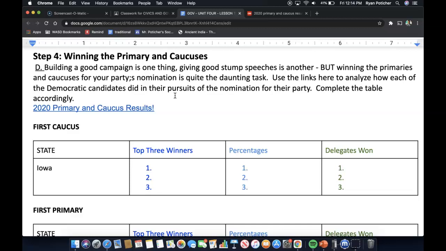Building a good campaign is one thing, giving good stump speeches is another, but winning the primaries and caucuses for your party's nomination is quite the daunting task. Use the links here to analyze how each of the Democratic candidates did in their pursuits of the nomination for their party. Complete the table accordingly.